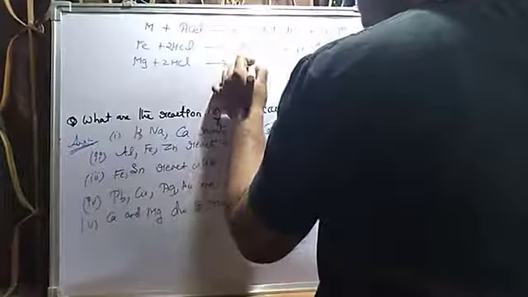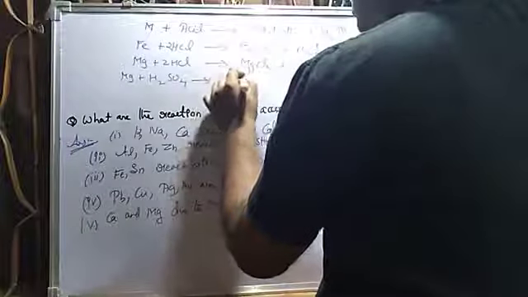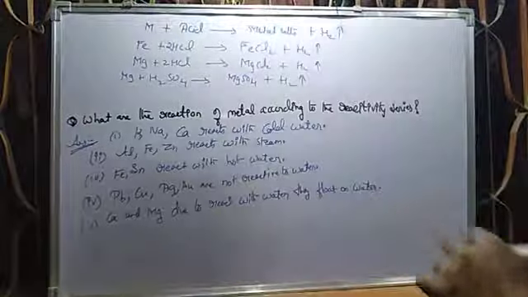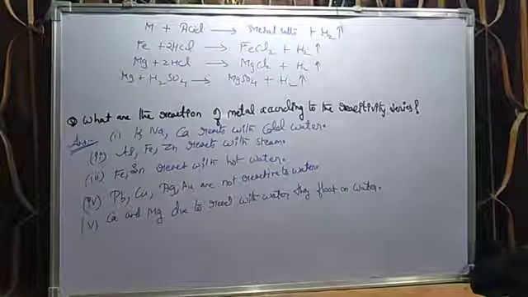We can take examples here. Iron reacting with 2HCl will form FeCl2 plus hydrogen gas. Mg plus 2HCl will form MgCl2, magnesium chloride, plus hydrogen gas. Mg plus H2SO4 gives MgSO4, magnesium sulfate, which is a salt, plus hydrogen gas. So this kind of reaction is generally seen when metals are reacted with acids.